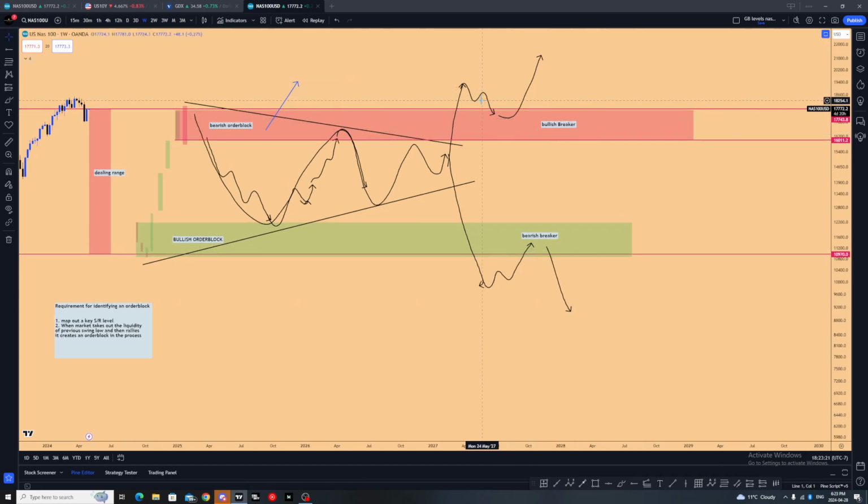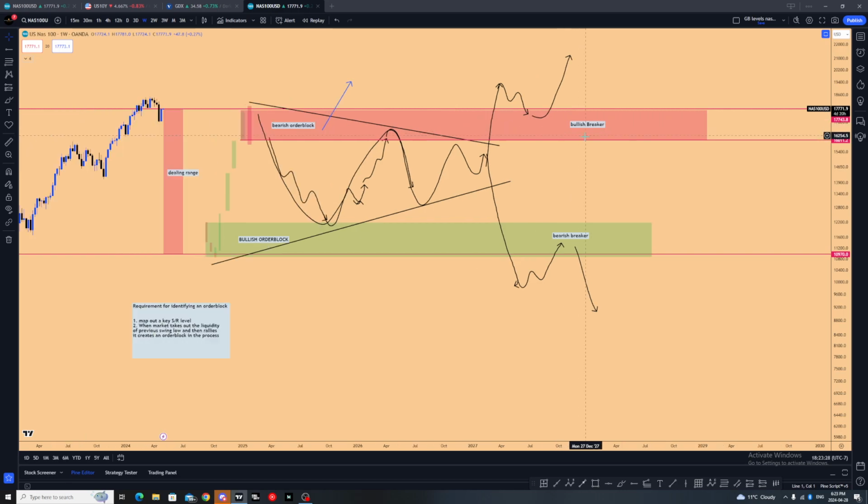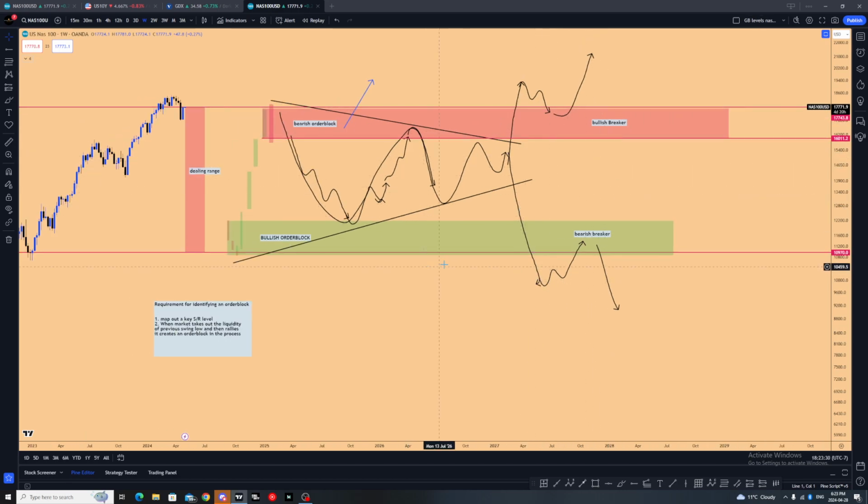Alright, so when you break above a bearish order block and you retest it, that's a bullish breaker and that's supposed to be bought. So the market can go higher. And when you break below a support zone, which is a bullish order block, that's a bearish breaker formation. And that is supposed to be sold when the market retests it. And the market is supposed to go lower from there.